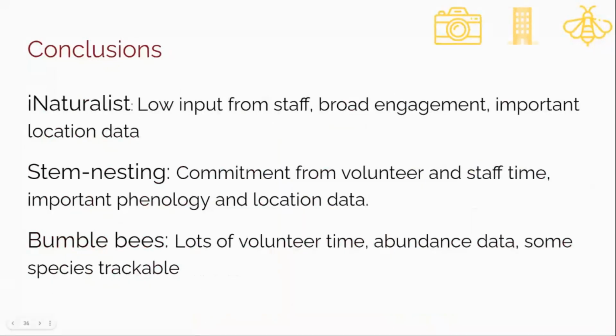So I just have some conclusions overall for the Bee Atlas project, the Minnesota Bee Atlas project. iNaturalist was great in terms of low input from staff, broad engagement, and we got really important location data. For the stem nesting side of things, there was a lot of commitment from both volunteers and staff time, but it did provide us with really important phenology and location data. For the bumblebees, it was lots of volunteer time. Staff time wasn't so much, it was mostly photos and data management. But we're able to get abundance data, and some species were really tractable.